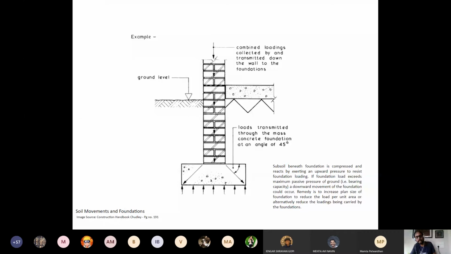These are the two ways that you can actually stop the building from sinking. At any point of time, if you have any questions, Mamta, please go ahead and ask, and they can also ask.